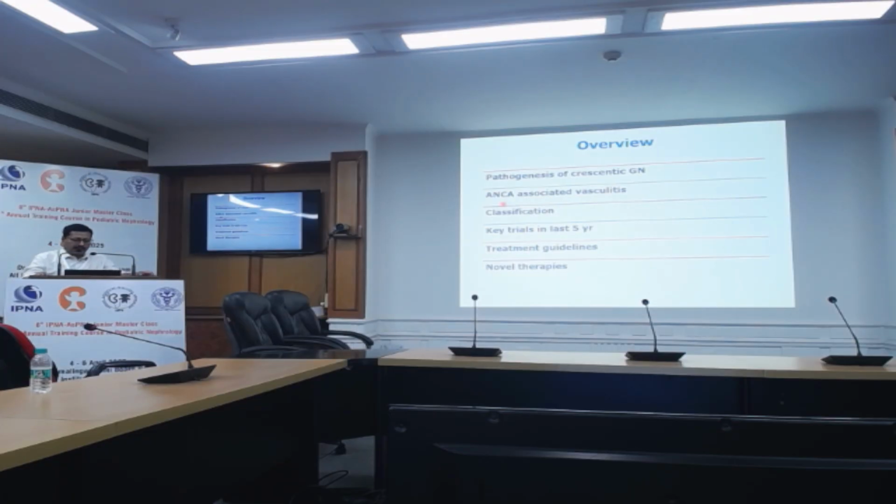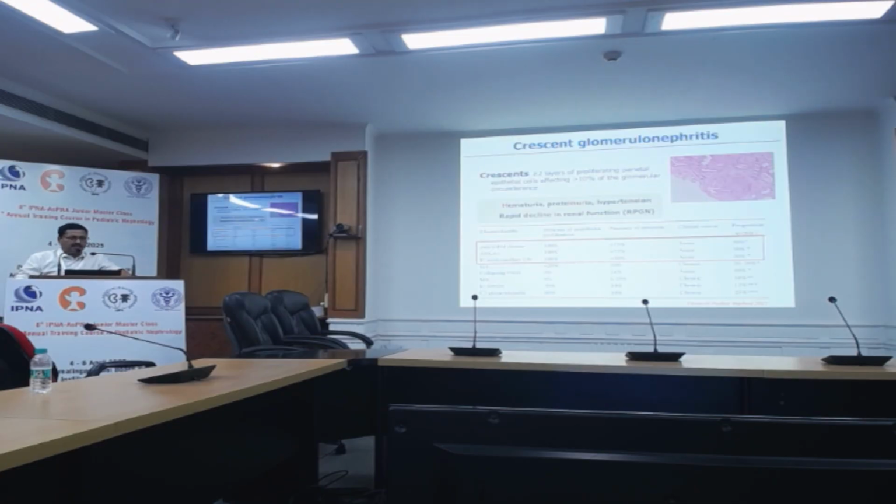Now, most of the therapy guidelines have come from ANCA vasculitis, because that's the one which is more common in adults, and they have studied it more with randomized controlled trials. So a crescent is described as more than 2 layers of proliferating parietal epithelial cells that should be affecting at least more than 10% of the glomerular circumference.